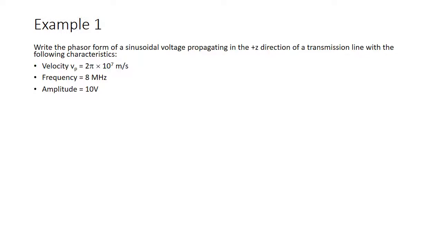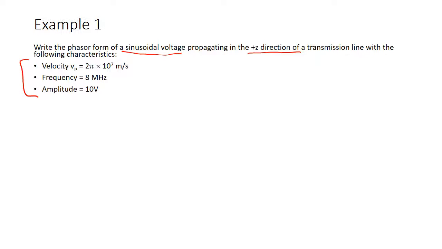At the end of the last video, we had this little example where we have a sinusoidal voltage propagating in the plus z direction. We gave you some characteristics, and the goal was to write it out in phasor form. For the sake of completeness, let's start by writing it out in the time domain form, and then we'll do the conversion. Before we do that, let's write out the key parameters.